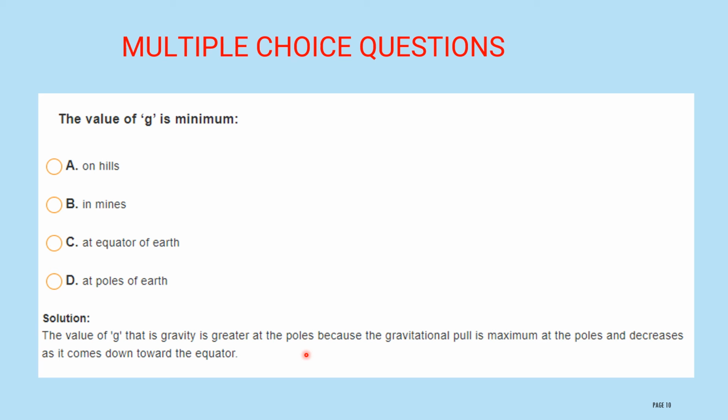The value of g will be greater at the poles because the gravitational pull is maximum at the poles and decreases as it comes down towards the equator. As we move from the poles to the equator, the value of g decreases. Therefore, the correct answer for this question is at the equator of Earth, where the g value is minimum. The value of g is maximum at the poles of the Earth.